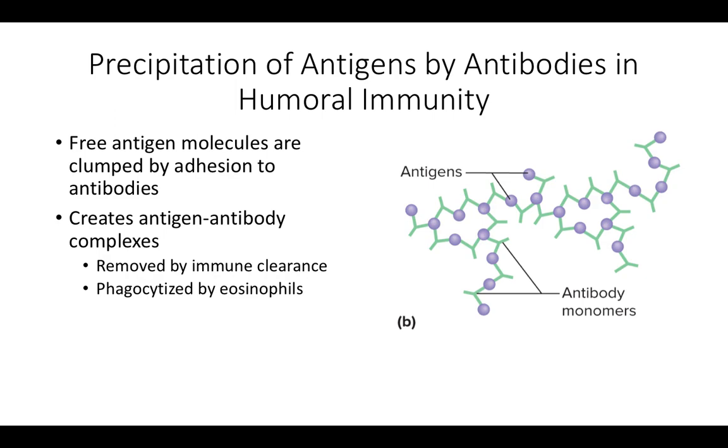And then finally we have precipitation, which is much like agglutination, except it involves the clumping and adhesion of free antigen molecules. So remember we talked about venoms are an example of free antigen molecules as opposed to molecules on the surface of a bacteria. So we basically create all of these antibody-antigen complexes that are removed from the body through immune clearance, and they can also be phagocytized by eosinophils. So immune clearance is something we talked about in the last lecture.